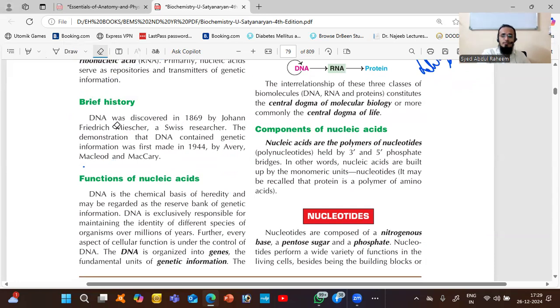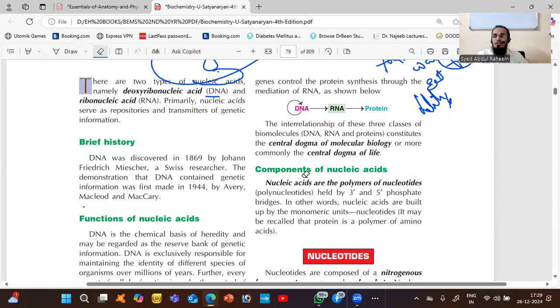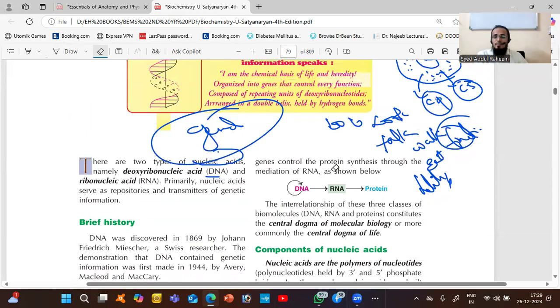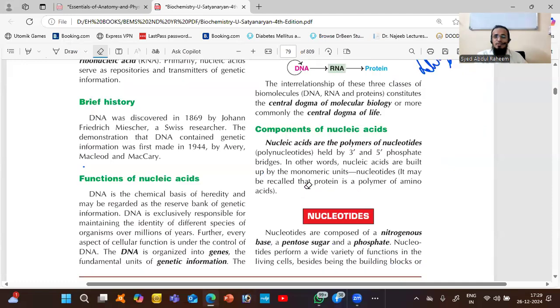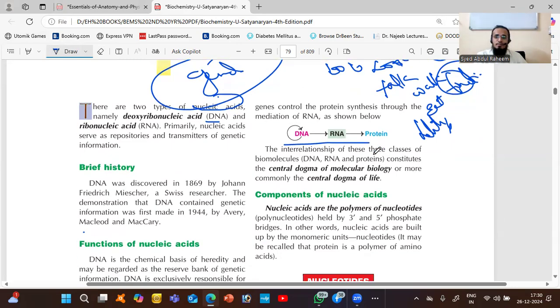So this is very important. In the DNA we have what we call genes. The genes are mainly about protein synthesis, and they are also proteins. So we have a relationship between DNA, RNA, and protein.